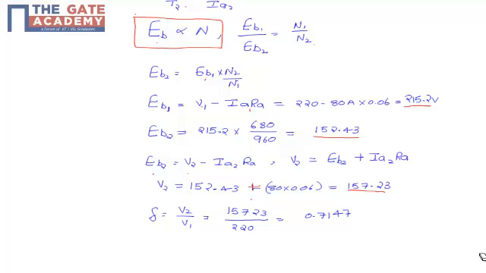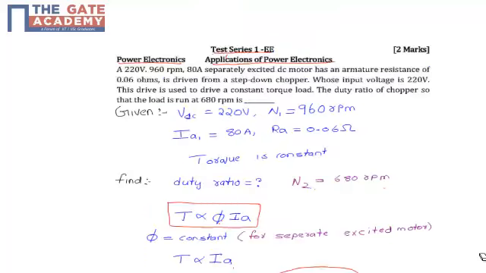So we have to find the duty ratio when the load is running at 680 rpm. Here the voltage at 680 rpm is 157.23. Then we can calculate the duty ratio, delta, as the voltage at 680 rpm, 157.23, divided by the voltage at 960 rpm, which is 220 volts. After calculating this, we get the value of duty ratio as 0.7147.